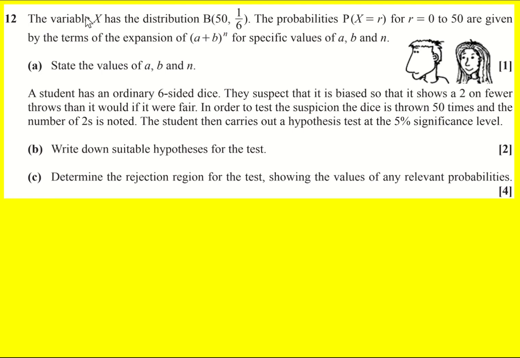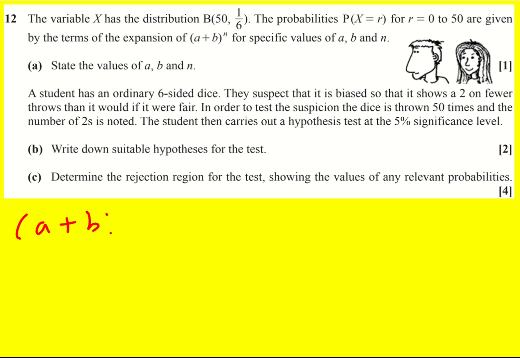We're told that we've got a binomial distribution X, 50 trials, probability of success 1/6. The probabilities P(X = r) for r equals 0 to 50 are given by the expansion of this thing here. This is a binomial distribution. This is a binomial expansion. The first question is basically asking us, do we understand the link between them?